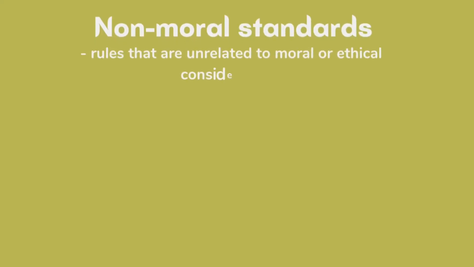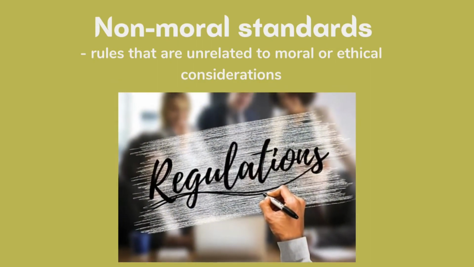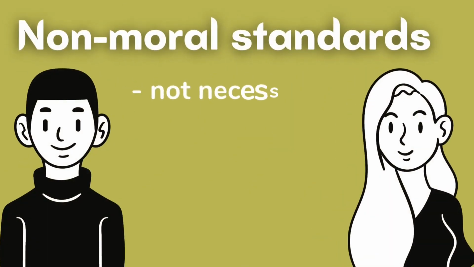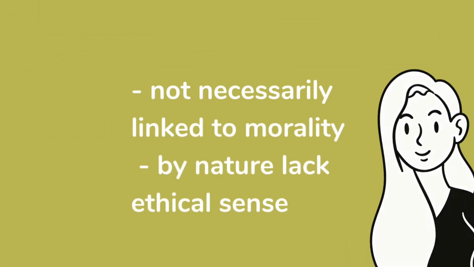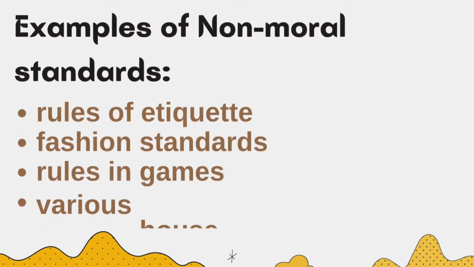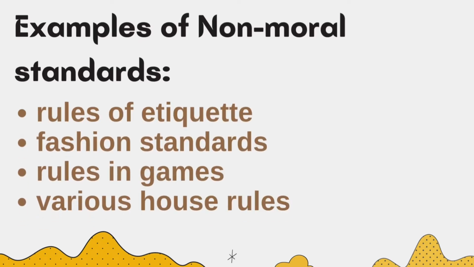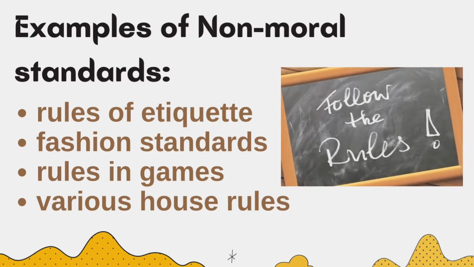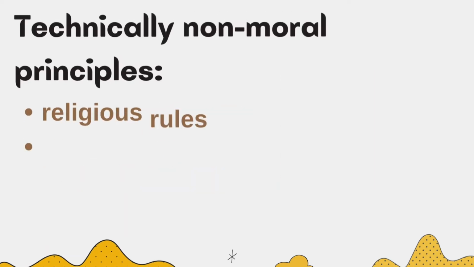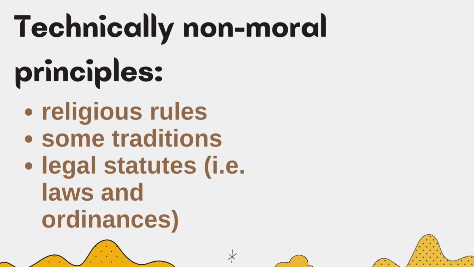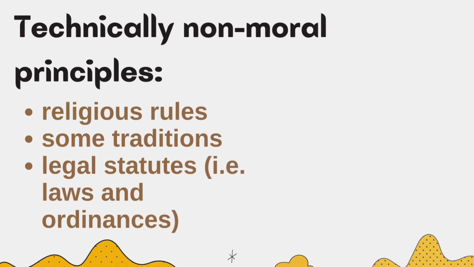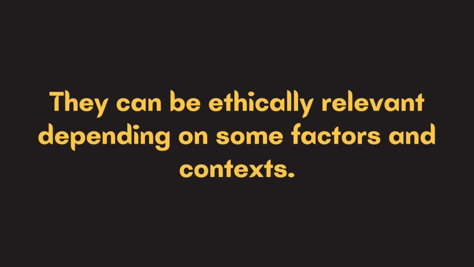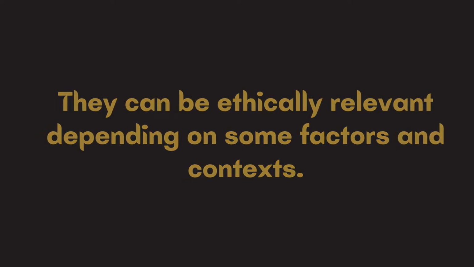On the other hand, non-moral standards refer to rules that are unrelated to moral considerations. They are not linked to morality or by nature lack ethical sense. Basic examples of non-moral standards include rules of etiquette, fashion standards, rules in games, and various house rules. Technically, religious rules, some traditions, and legal statutes like laws and ordinances are non-moral principles. But they can be ethically relevant depending on some factors and contexts.